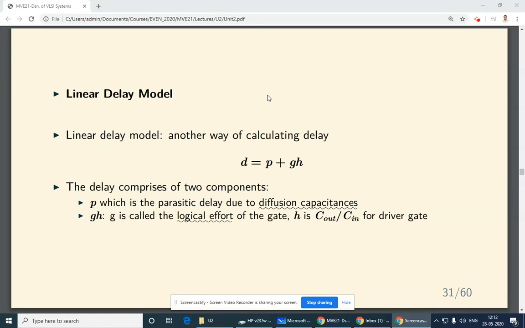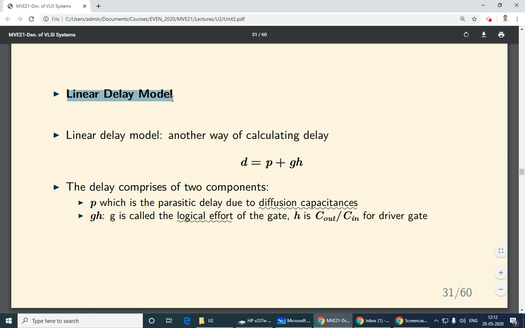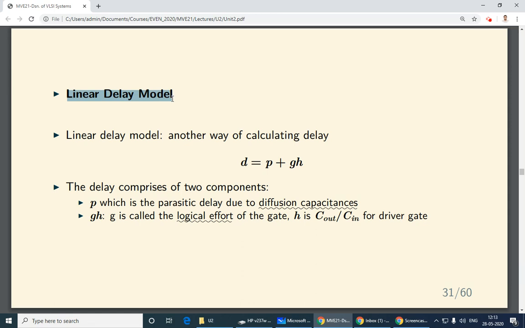We have two delay models, RC, LO. The last delay model that we are going to look at, and also one of the most important ones for digital design, is called the linear delay model. Again, at the end you're going to get one number saying this is the delay for your circuit. That is true for the linear delay model.